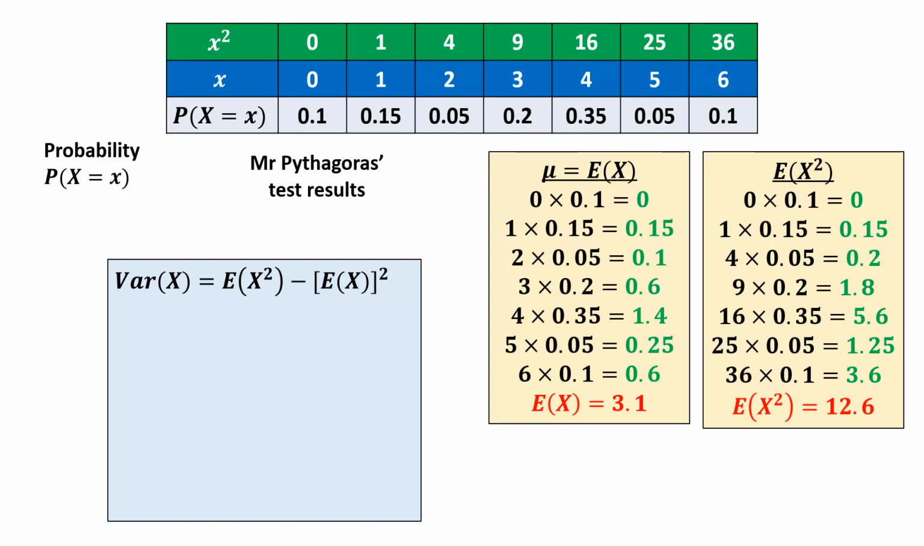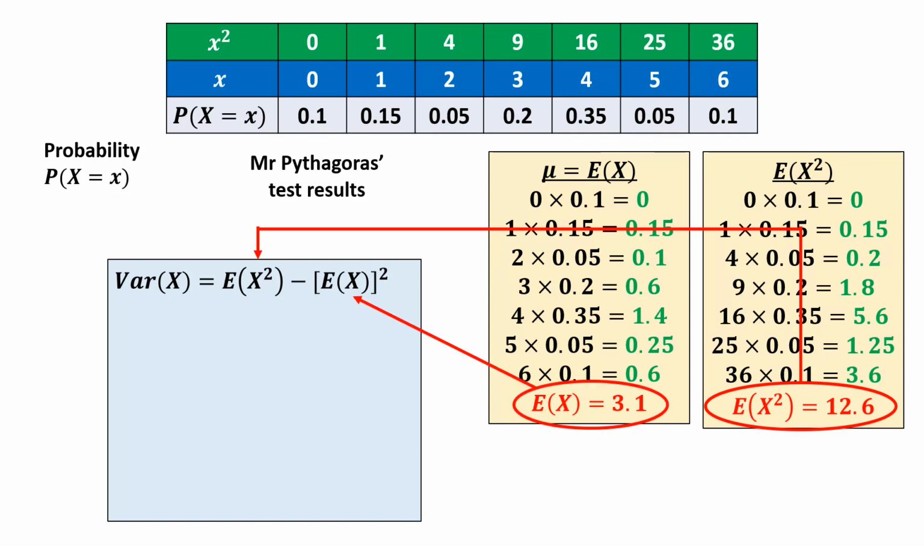Now, here's a little formula that will be provided on your formula sheet. The variance of x is equal to E of x squared minus the expected value of x all squared. And what this means is we're going to take the expected value of x squared, we've just calculated as 12.6, and subtract the expected value of x all squared. So we're going to take 12.6 and subtract 3.1 all squared.